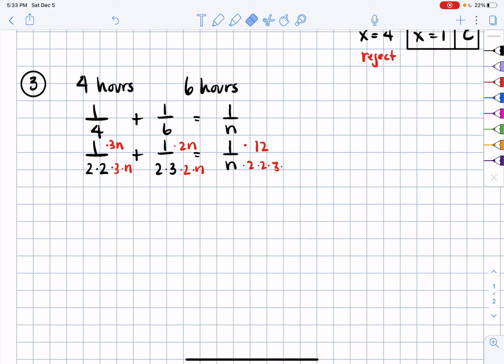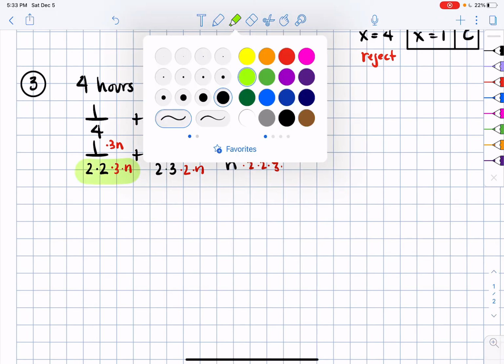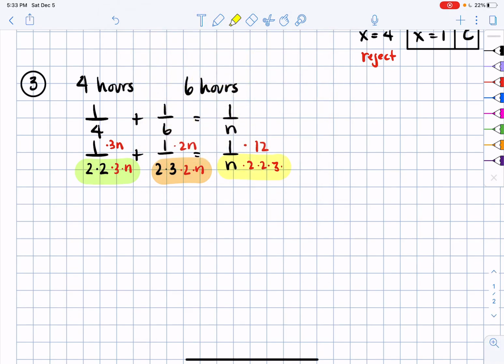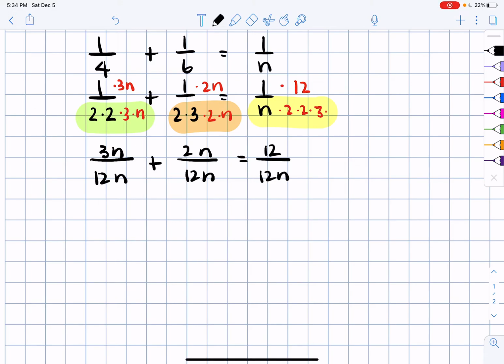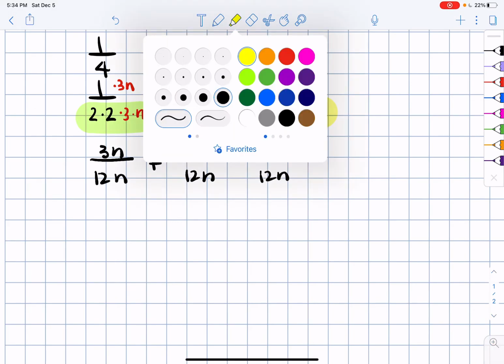Right? So if you look at the bottom right now, if you look at this versus this versus this, they each have a 2 times 2 times 3 times n. Okay? So that means I'm good. So then I have on top here a 3n over 12n plus a 2n over 12n is equal to 12 over 12n. Okay?